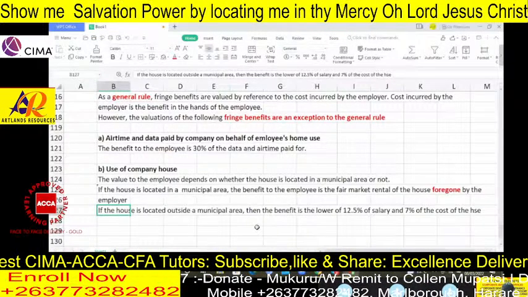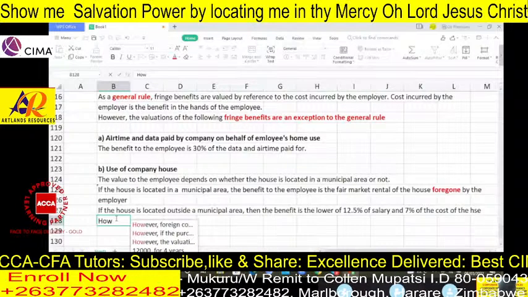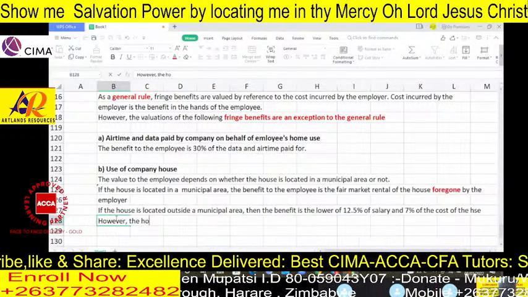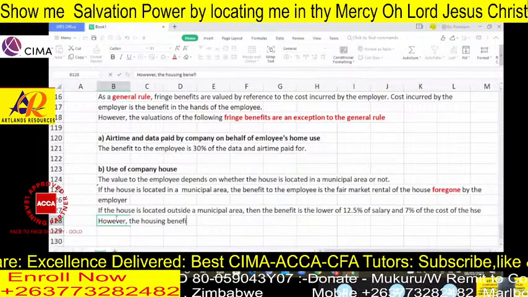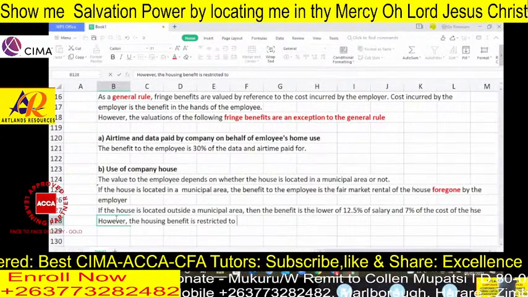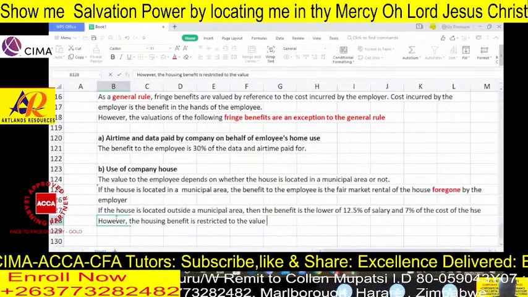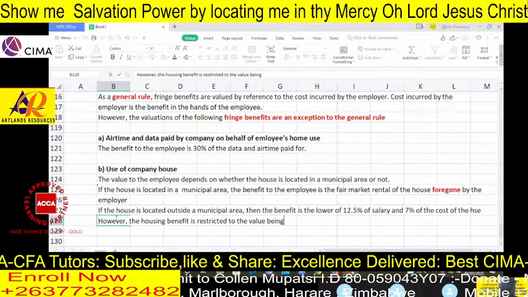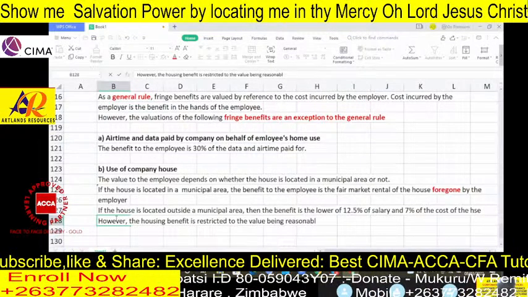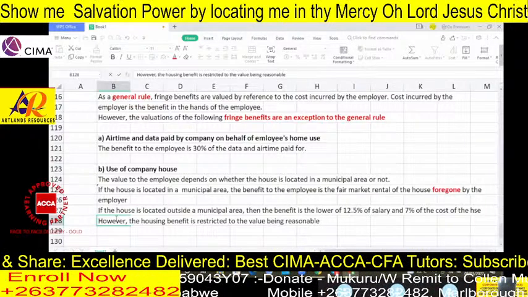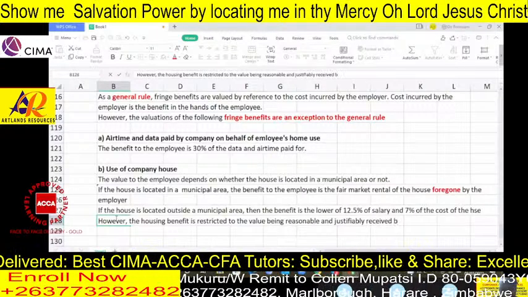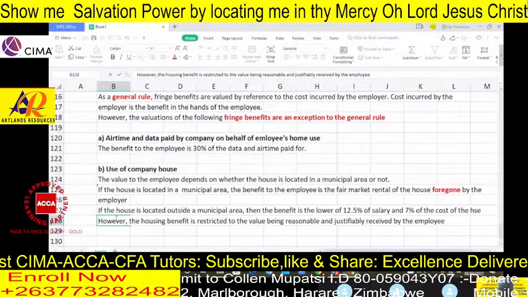Like this. The housing benefit is restricted to the value reasonably and justifiably received by the employee. Let me explain this part.